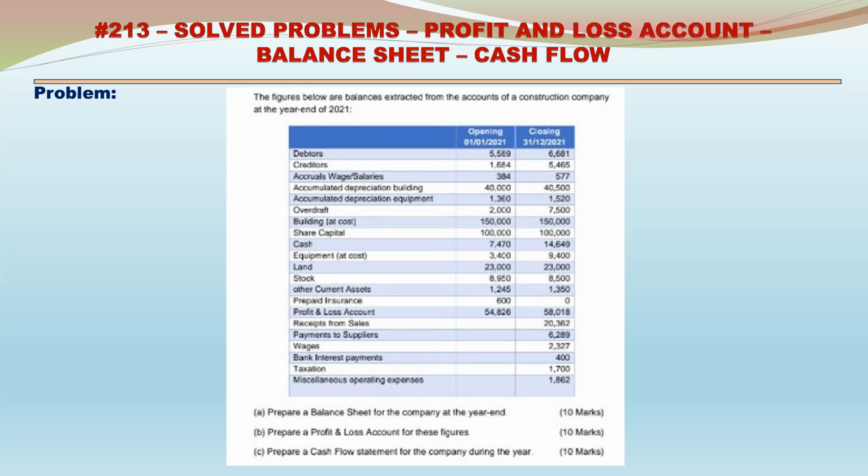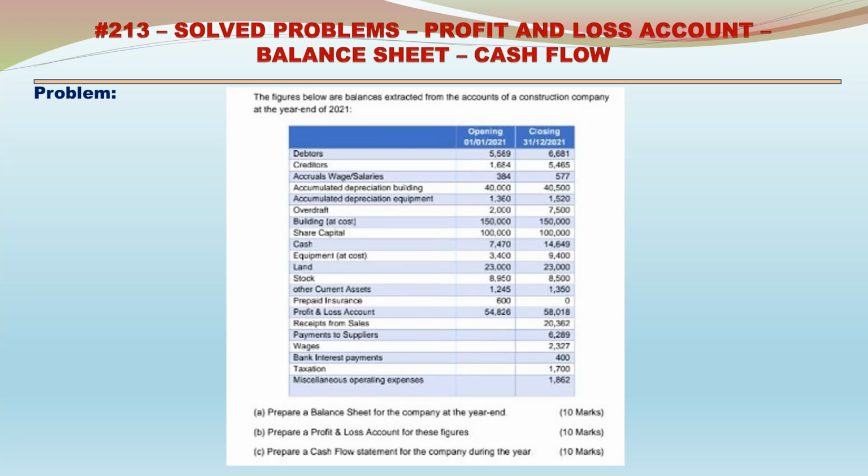Overdraft 2,000 and 7,500. Buildings at cost 150,000 and 150,000. Share capital 100,000 and 100,000. Cash 7,470 and 14,649. Equipment at cost 3,400 and 9,400. Land 23,000 and 23,000. Stock 8,950 and 8,500.